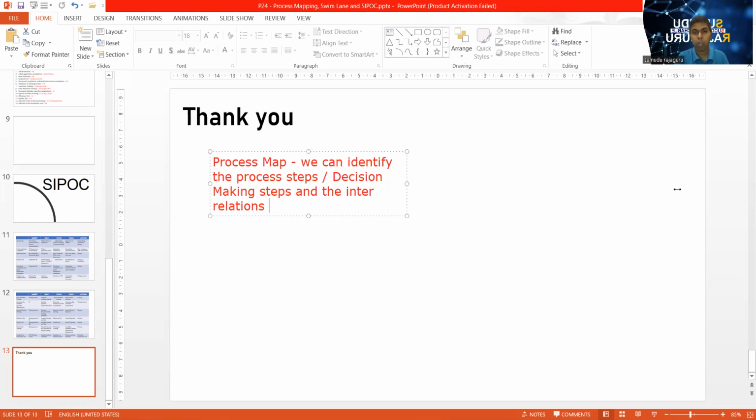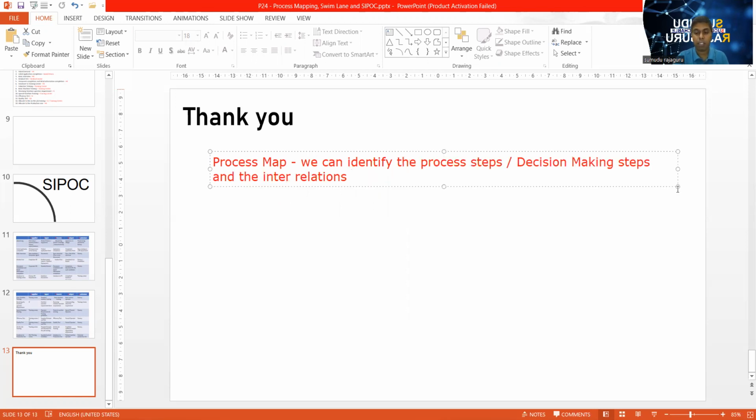So if we want to further develop that process, it is required to understand the responsibilities. So we have to draw the swim lane diagram. It is an addition to the process map: rather than only identifying the process step, decision making step, and interrelations, we can identify the responsibilities also.